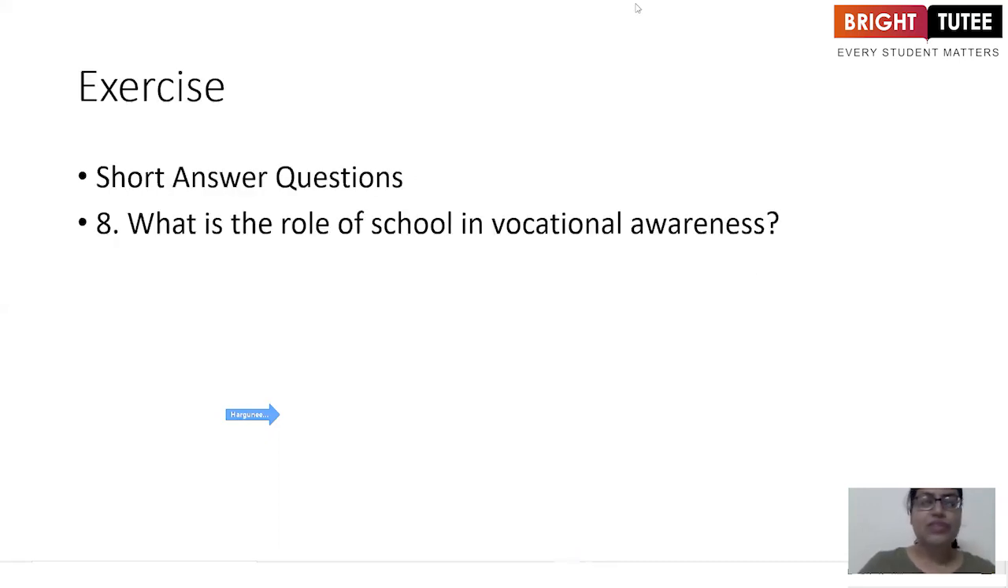Okay, now towards the end of the chapter, you have an exercise given where there are different categories of questions. Under the category of short answer questions, you have question number 8, which says, what is the role of school in vocational awareness? So over here, you can talk about giving trainings, giving opportunities, giving sessions to students where they talk about the importance of education. They talk about the importance of work, living a life where you are learning also and earning also. So if you've gone through this video, you basically get the crux about how to handle this particular question.